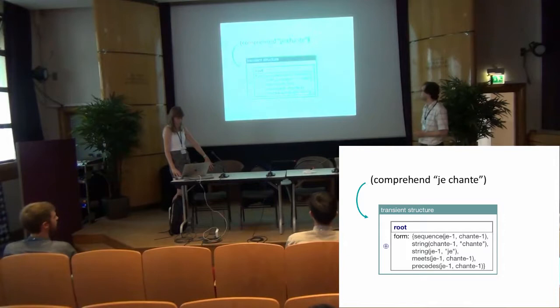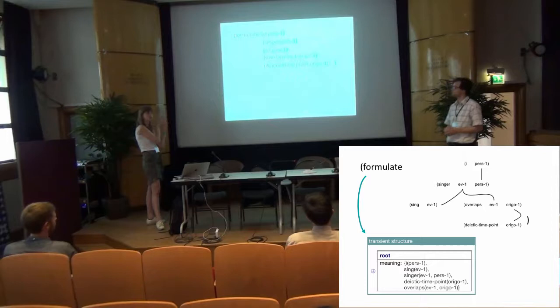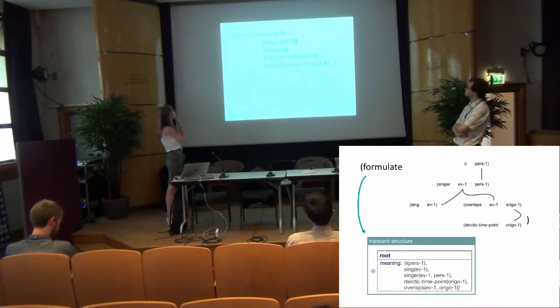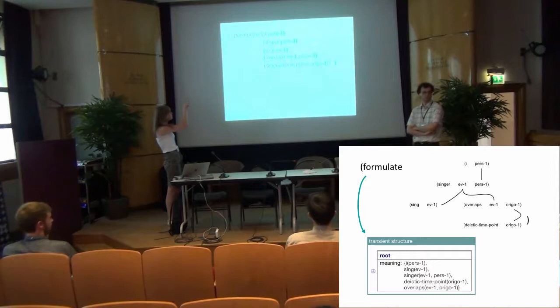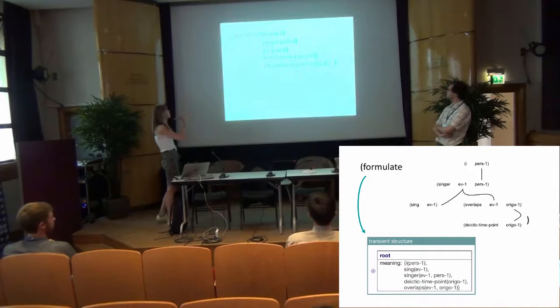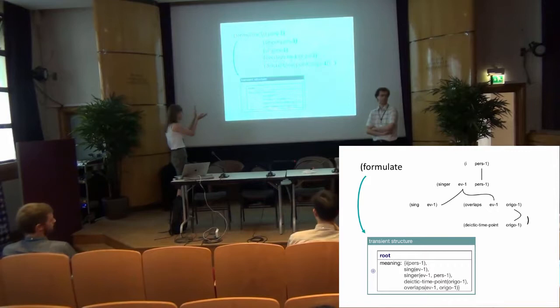Then the same goes for formulation. You give it a meaning representation that was used in the small grammar fragment for French verb constructions that a student of ours implemented some years ago. I mean, maybe it's not the best way, it's just an example. It says there is an I, indexed by the symbol person-1. There is a singer, which is the same as this I, and there is a sing event, and the sing event overlaps with the deictic time point, which is the origo. So it means it's now, at this moment. The singing is happening now, and the singer is me. Then it will map this initial meaning that you give again to a feature structure, but with a meaning feature.